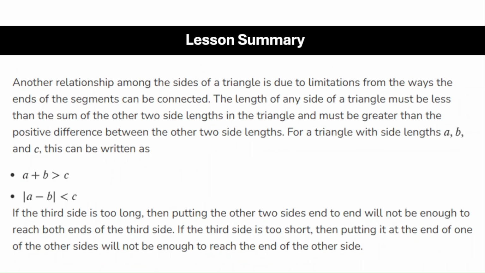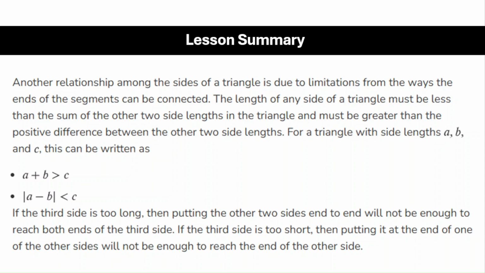Another relationship among the sides of a triangle is due to limitations from the ways the ends of the segments can be connected. The length of any side of a triangle must be less than the sum of the other two side lengths in the triangle and must be greater than the positive difference between the other two side lengths. For a triangle with side lengths A, B, and C, this can be rewritten as A plus B, the two shorter sides of the triangle. If I add those together, they must be greater than C.